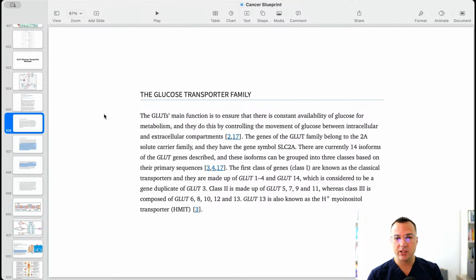The first class, class 1, are known as the classical transporters, which are made up of GLUT1 through 4, and GLUT14, which is considered to be a duplicate gene of GLUT3. Class 2 is made up of GLUT5, 7, 9, and 11. And then there's class 3, which is 6, 8, 10, 12, and 13. And 13, again, is known to be the H+ myoinositol transporter.